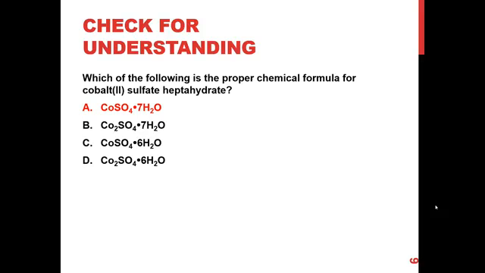The correct answer in this case is choice A. Cobalt, which is Co, has a 2+ charge. Sulfate is SO4 2-. 2+ and 2- make 0. So we need one Co and one SO4, limiting our choices to either choice A or choice C. The only difference is the number of waters. Hepta means 7, making choice A, CoSO4.7H2O, the correct answer.